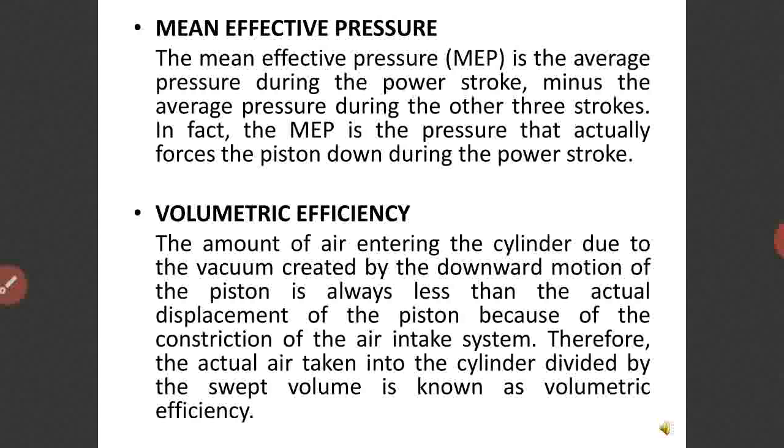Volumetric efficiency. The amount of air entering the cylinder due to vacuum created by downward motion of the piston is always less than the actual displacement of the piston because of the constriction of the air intake system. Therefore, the actual air taken into the cylinder divided by the swept volume is known as volumetric efficiency.